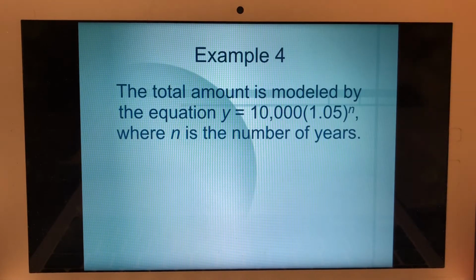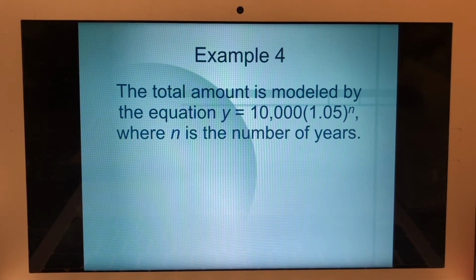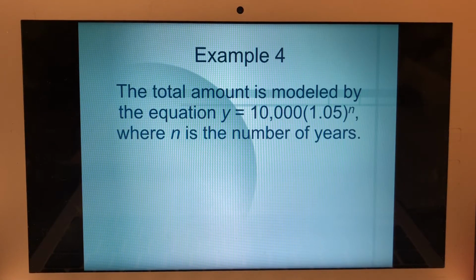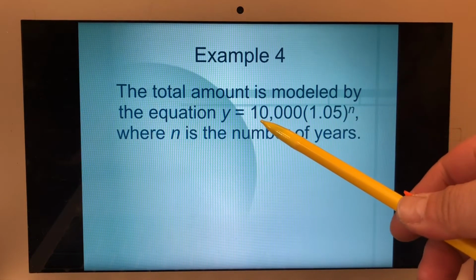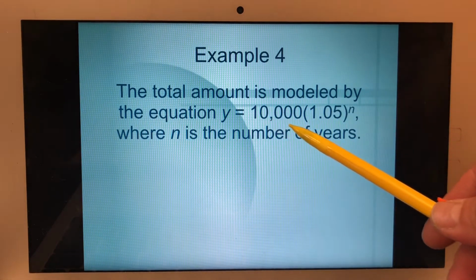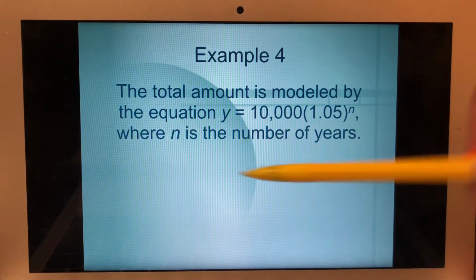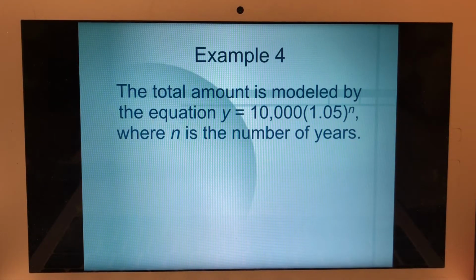Let's say that the total amount of $10,000 was invested into an account that earned 5% annual interest compounding yearly. And this can be modeled by the equation y equals, remember, our principal times the interest.